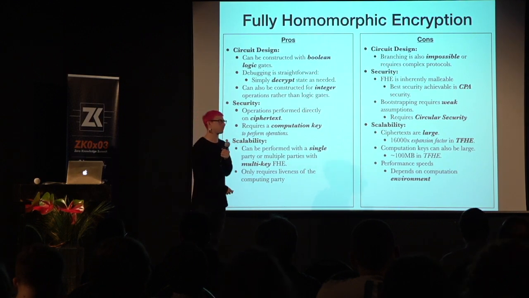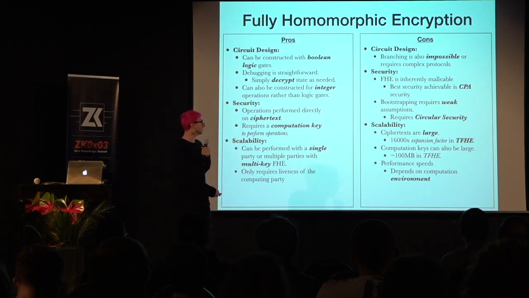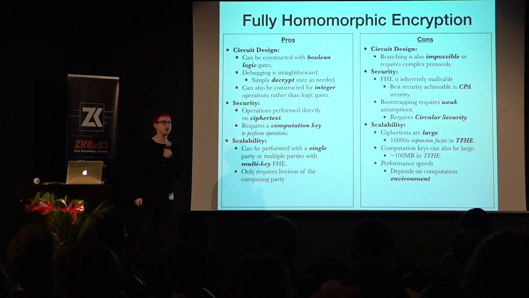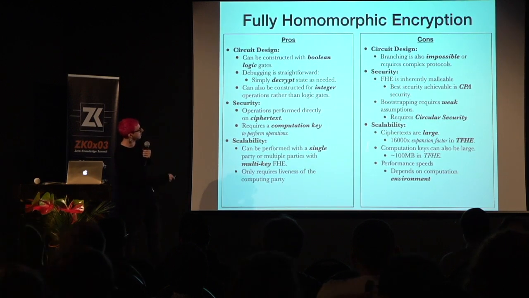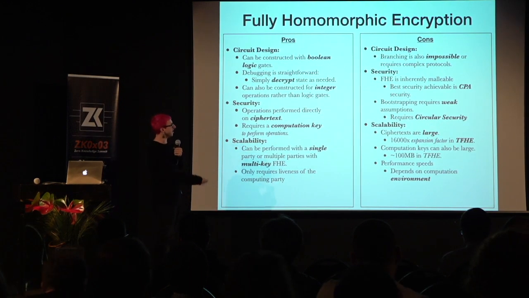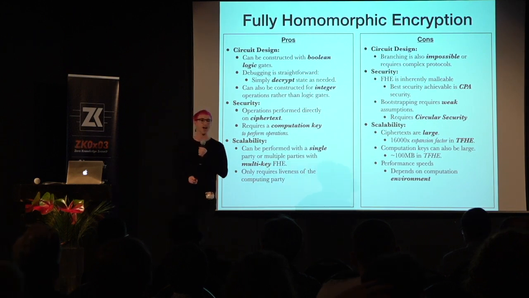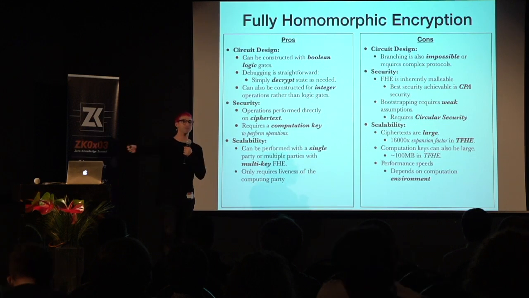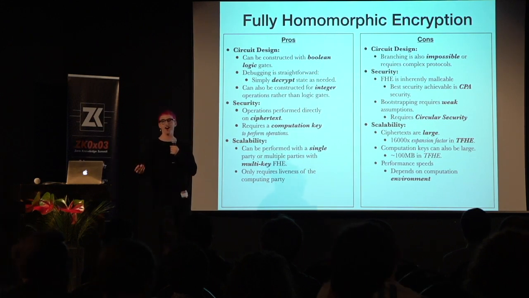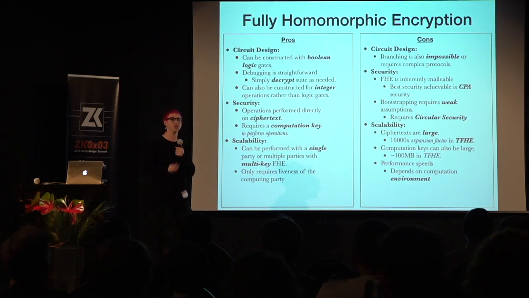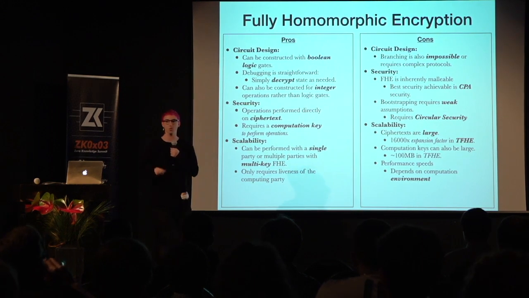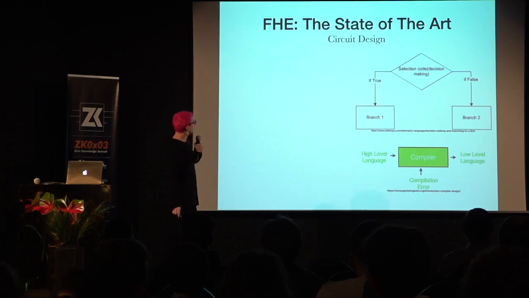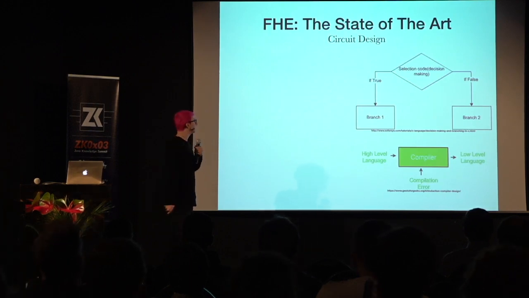Computation keys can also be large, around 100 megabytes in TFHE as well. And performance speeds are kind of slow depending on computation environment. However, we're going to be discussing all these cons in the next little bit and say what solutions we have to this. So not all hope is lost. Not everything is bad and broken. There exists great research on how to actually solve this and what we can do to make it usable right now. So we'll go into circuit design.